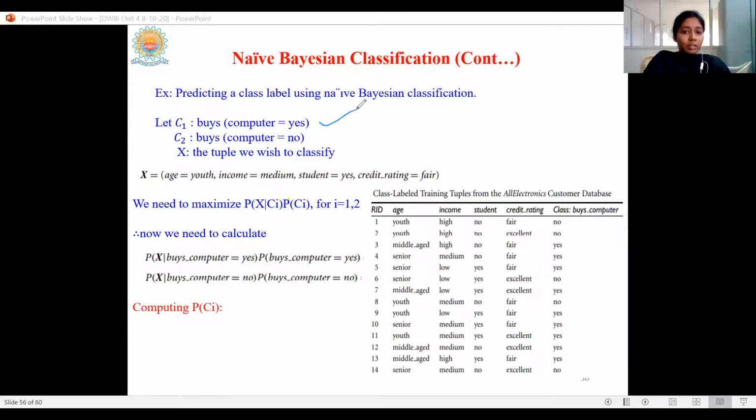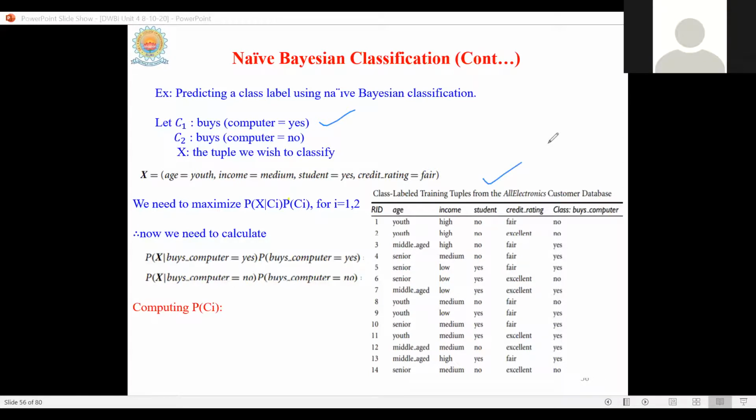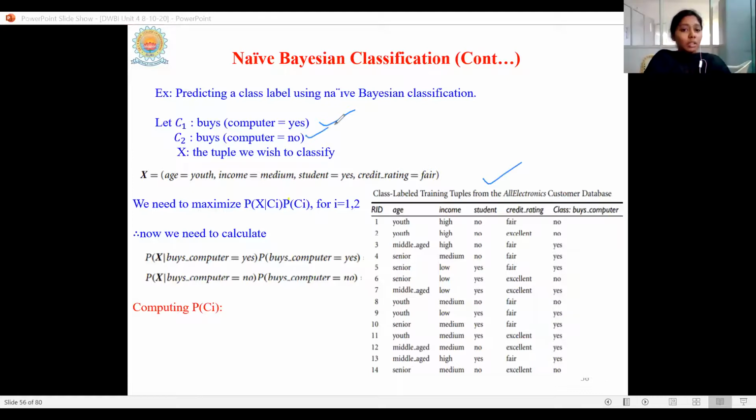So what is C1? This is the given data set. buys_computer equals yes means C1 holds the yes class, whereas C2 holds the no class, and X is the tuple which we want to classify. I already told you X is nothing but the attribute vector. So what are the attributes we have here? They are taken directly from the data set: age, income, student, credit rating. This is the attribute vector, and the values are also given here: youth is the value for age, medium is the value for income, yes is the value for student, and fair is the value for credit rating.